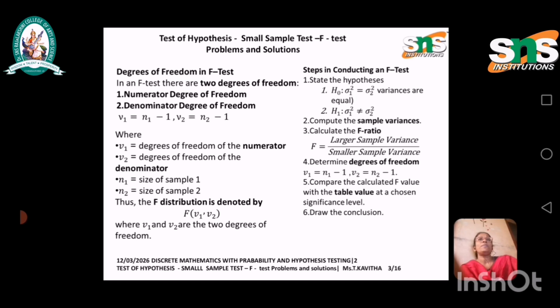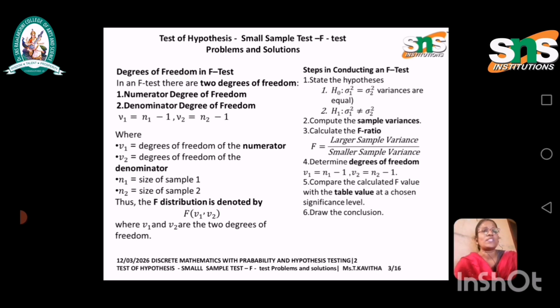Next, degrees of freedom. In an F-test, there are two degrees of freedom, numerator degrees of freedom and denominator degrees of freedom. Numerator degrees of freedom V1 is equal to N1 minus 1. Denominator degrees of freedom V2 is equal to N2 minus 1. Here N1 is the size of sample 1 and N2 is the size of sample 2. Thus the F distribution is denoted by F of V1, V2, where V1 and V2 are the two degrees of freedom.